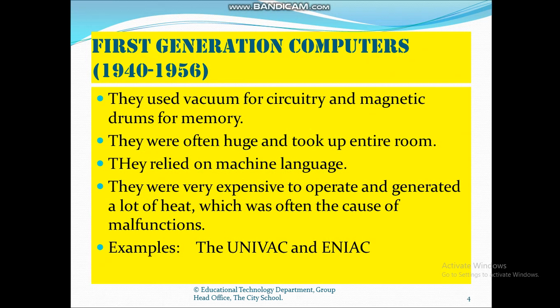Now the first generation of computer, which started in 1940 up to 1956. They used vacuum tubes for circuitry and magnetic drums for memory. They were often huge and took up an entire room. Number 3, they relied on machine language. Number 4, they were very expensive to operate and generated a lot of heat, which was often the cause of malfunctions. Examples of the first generation computers are the UNIVAC and the ENIAC.